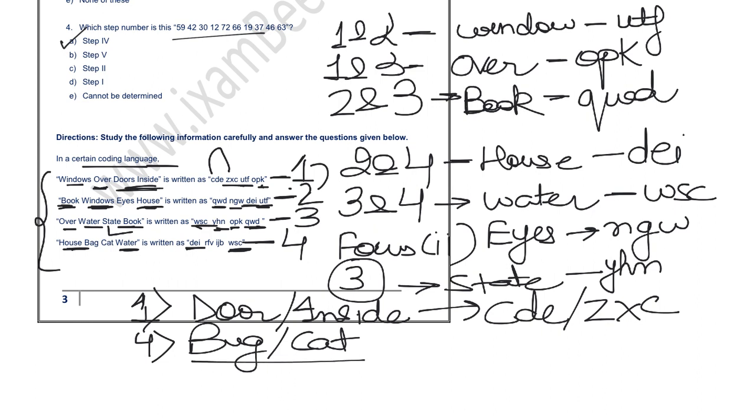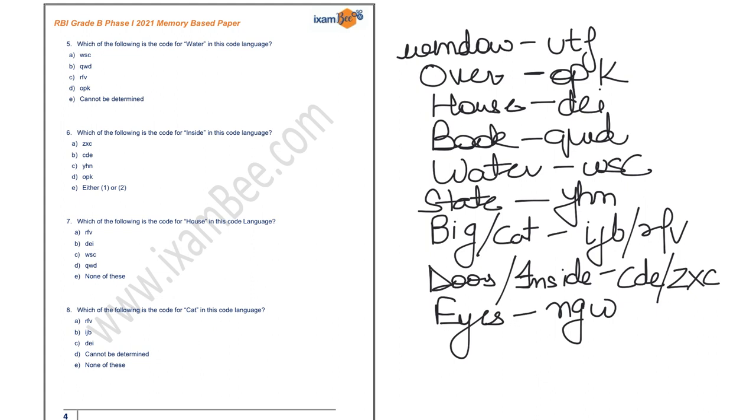Similarly, if you focus on your statement number 4, two codes are left. First is your IJB and second one is RFV. So bag or cat can be coded as either RFV or IJB. So this is the complete answer. Now with the help of this you can find all the answers. Now your fifth question states which of the following is the code for water.